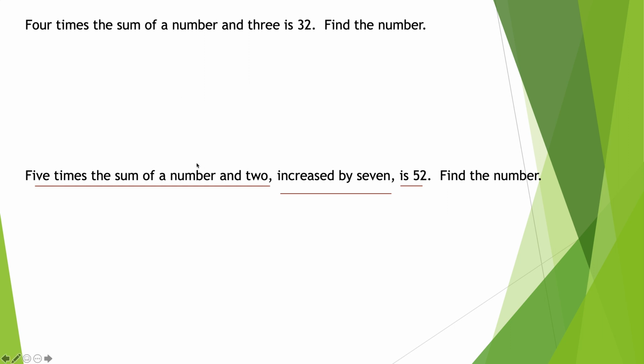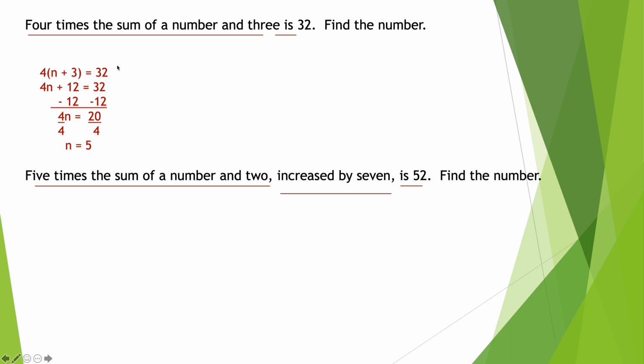Okay, so using the stop and start, what we can say is that the important parts of this problem are 4 times the sum of a number and 3 is 32. Find the number. So I have to write 4 times the sum. First I have to do the sum in a parenthesis and then 4 times the number. That is 4 times n plus 3. So first I do the sum. That's the parentheses with the grouping symbol.